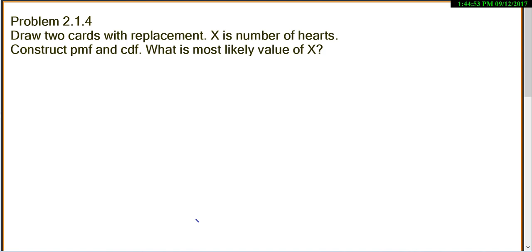This is problem 2.1.4. We want to draw two cards with replacement. X will be our number of hearts, and we want to construct the PMF, find the CDF, and also say what is the most likely value of X. So for A, find the PMF, probability mass function.